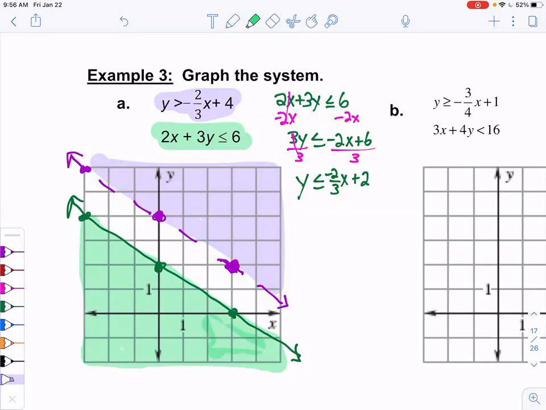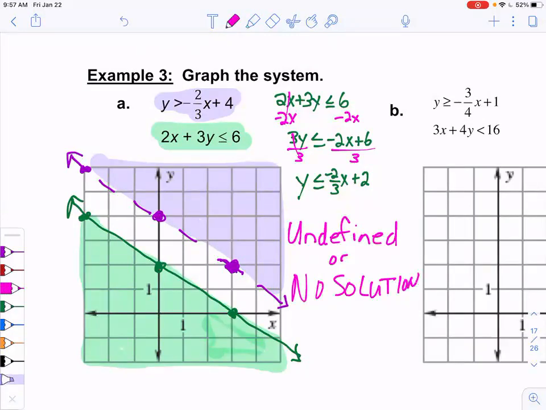So what do we say the answer is to this one? If there's no points, undefined would be good. Undefined, good. What else could we say? So we can say undefined, or you can say no solution. Remember, it has to be an overlapping region for there to be a solution. If our colors aren't overlapping together, then there is no answer. Very good special case.